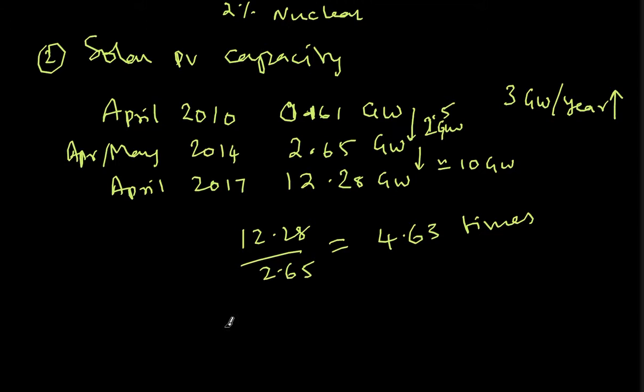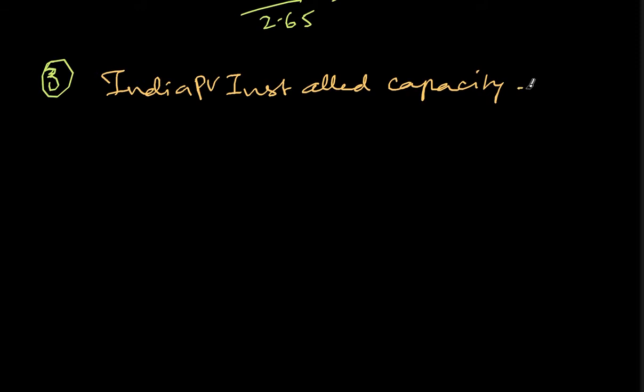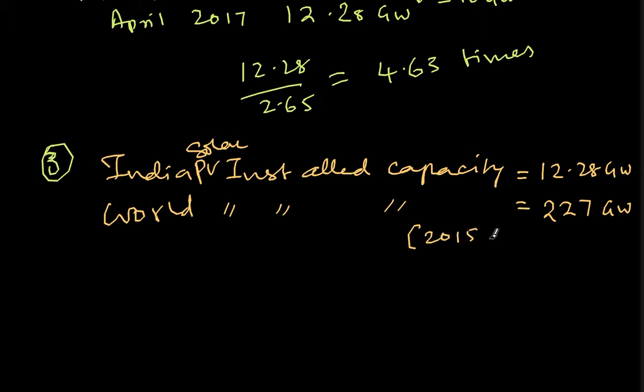But then you can now ask the question, is it unique to India? What about other countries? Is only India growing so fast? So India's installed capacity of solar PV, just now we had written it here, is 12.28 gigawatt. Now the same figure for world solar PV installed capacity. So how much is this figure? This is actually somewhere around 227 gigawatts, so much higher. And that too, this is 2015 data, whereas this is 2017 data.